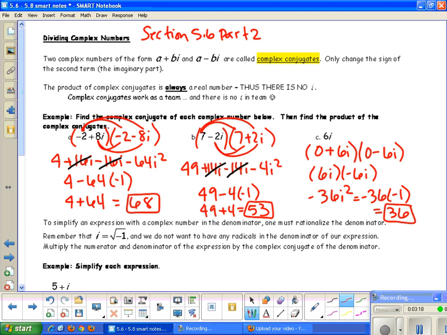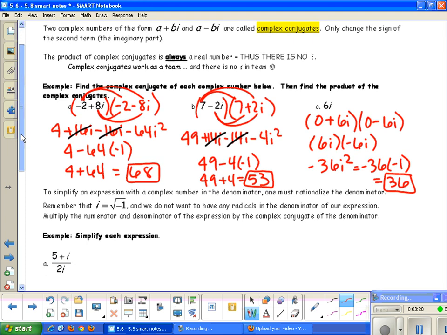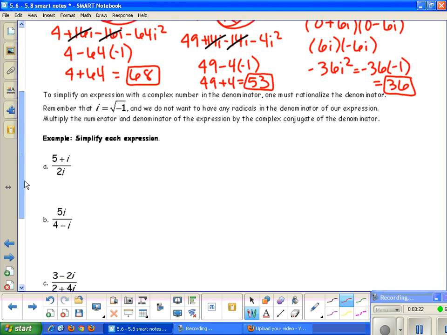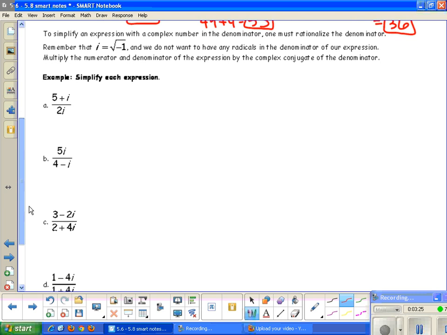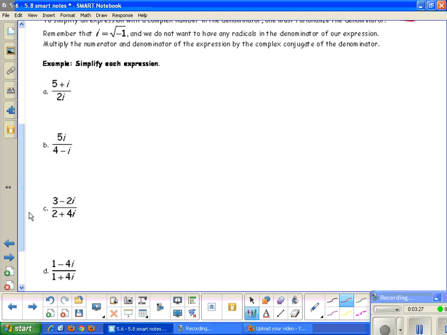Now, why do we use these conjugates? Remember, they help us to simplify when we are dividing expressions. So if you look at all these expressions that we have right here, notice each of them has an i in the denominator, and remember, i is really the square root of negative 1. Therefore, we don't like radicals in our denominator. We have to get rid of them.